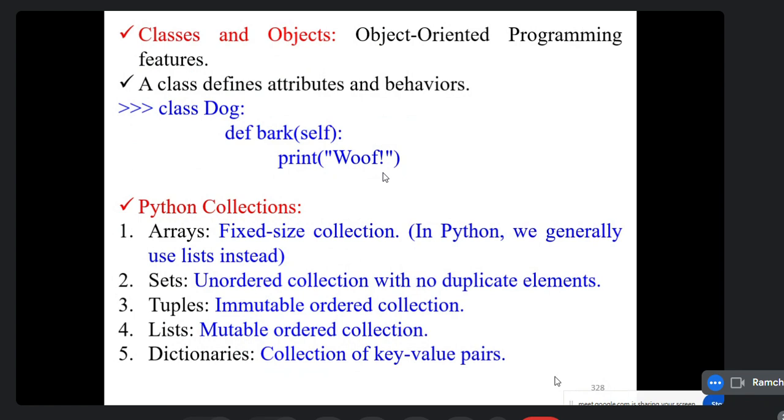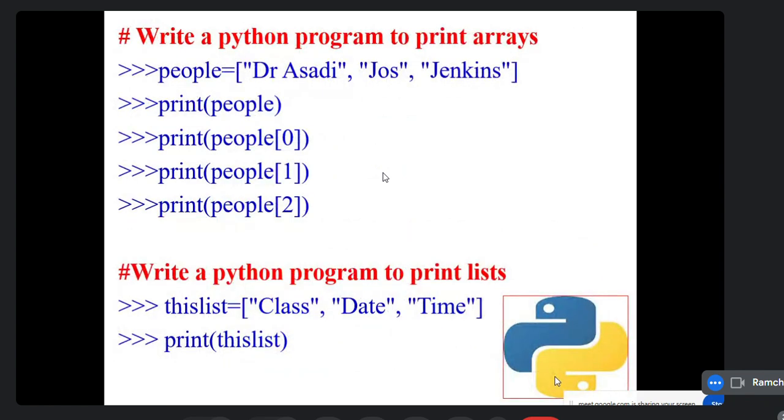Tuples are an immutable ordered collection. Lists are a mutable ordered collection. Dictionaries are a collection of key value pairs. Then write a Python program. You have done this already. People is a variable. We have declared within the square brackets Dr. Asadi, Jose, Jenkins. Print people means the entire thing will print. Yes, all the values, all the collection of items it will print.